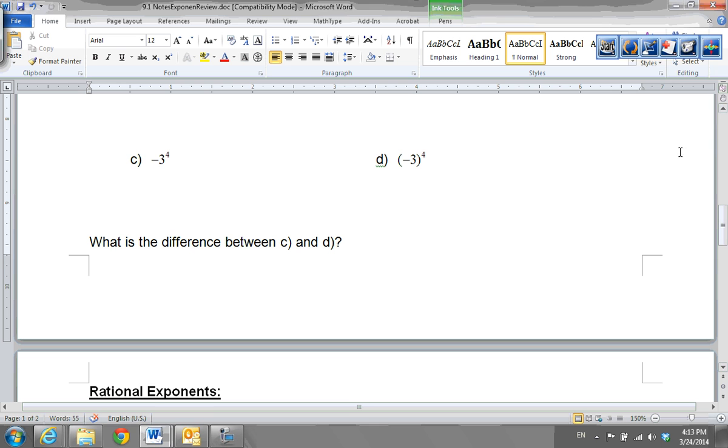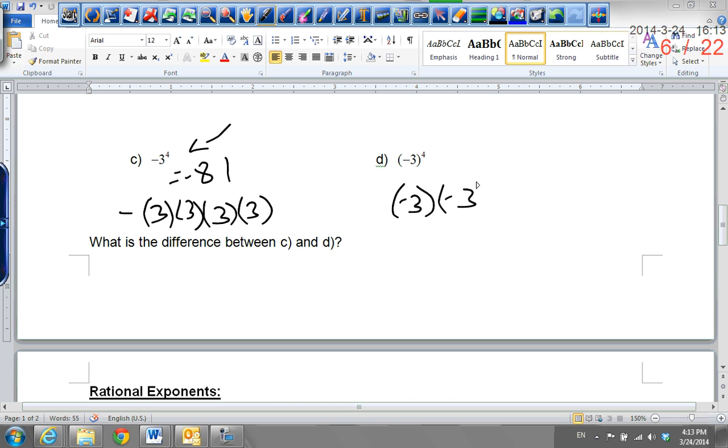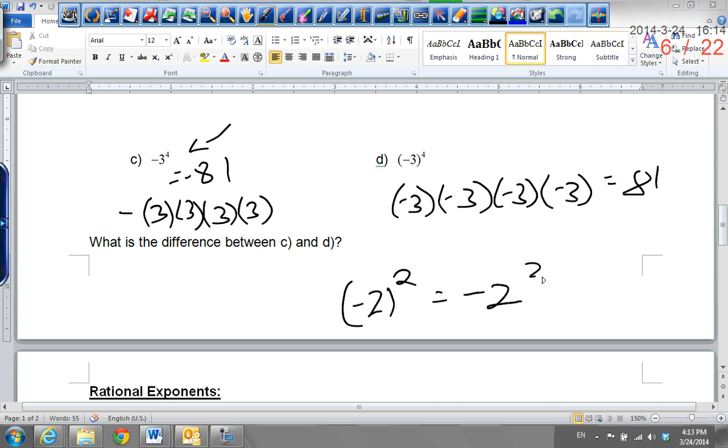The next thing is just kind of an example of when to use parentheses. If you put this in your calculator, you're going to get negative 81 because that's saying 3 to the fourth power, then make it negative. For letter D, this is saying negative 3 4 times. So unfortunately, a lot of us make the error that when we mean to put this in our calculator, we put this, and those are not the same. So please don't make that mistake.